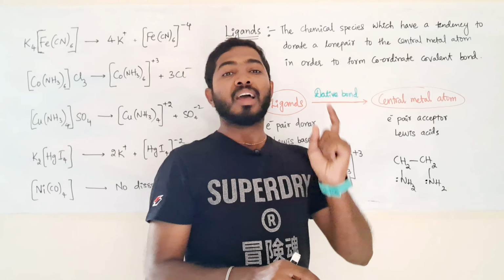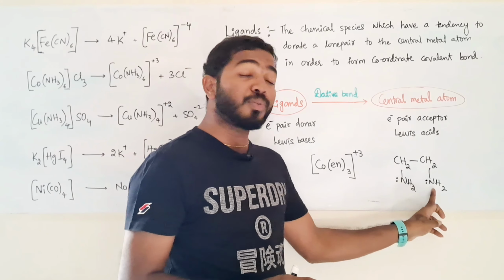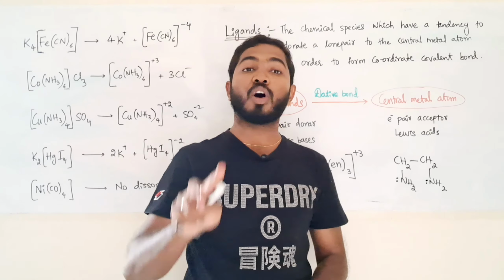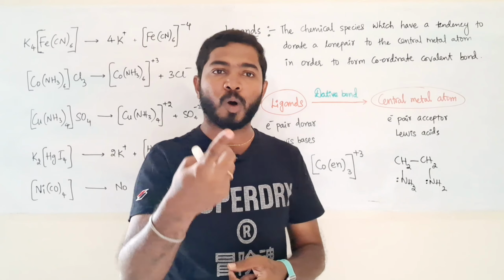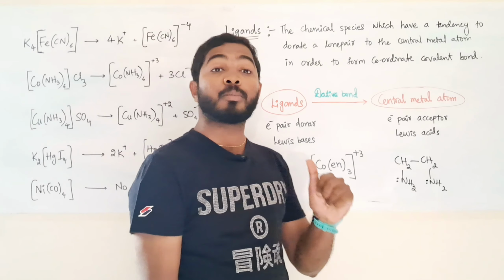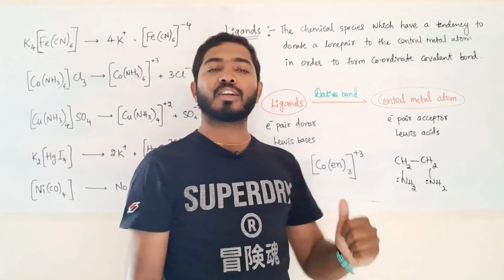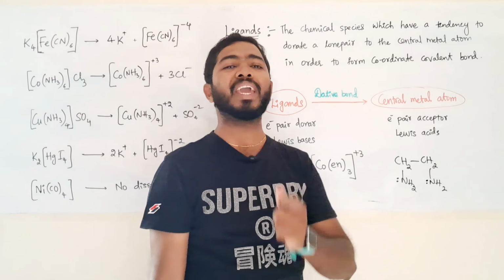We know very well that in one particular dative bond, 1 lone pair is enough. Here since we have 2 lone pairs, this particular en molecule is going to form 2 dative bonds. 1 en molecule can form 2 dative bonds, so 3 en molecules can form how many dative bonds? 6 dative bonds. And what is the coordination number for cobalt in this complex? Obviously it is going to be 6.